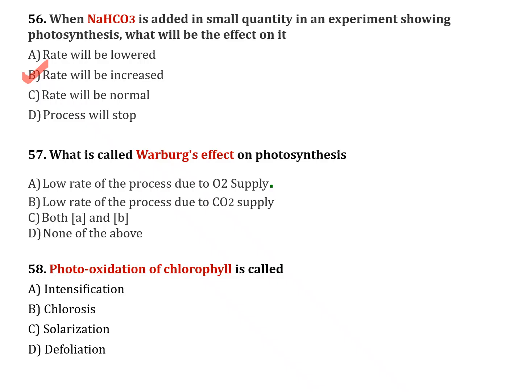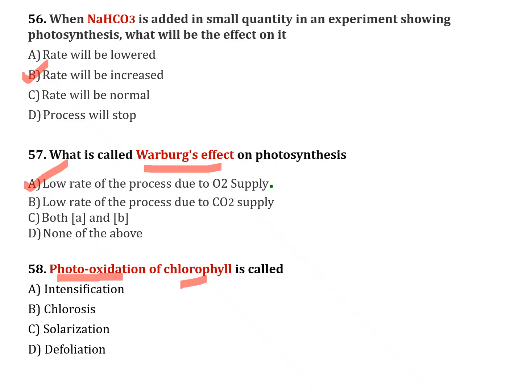The next question number 57. What is called Warburg's effect on photosynthesis? Option A, low rate of process due to oxygen supply. Option B, low rate of process due to carbon dioxide supply. Option C, both A and B. Option D, none of the above. Correct answer is option A, low rate of process due to oxygen supply. The next question number 58.